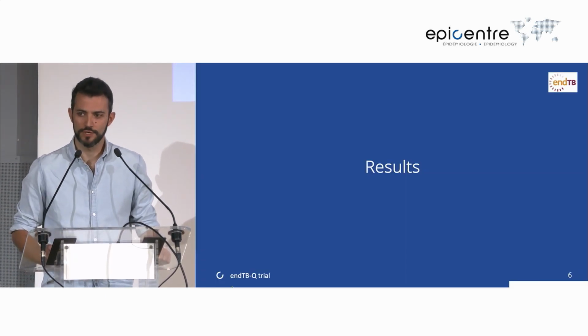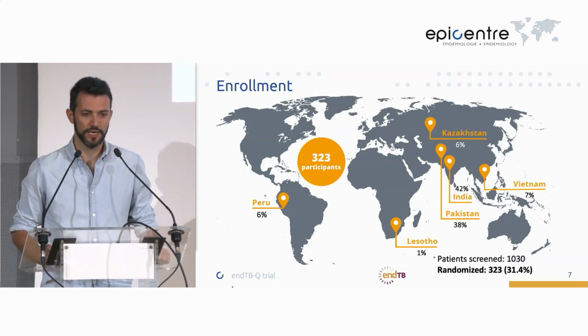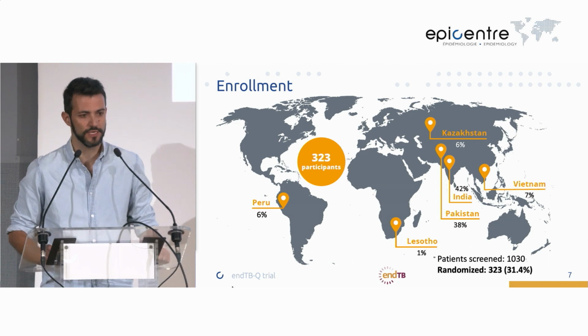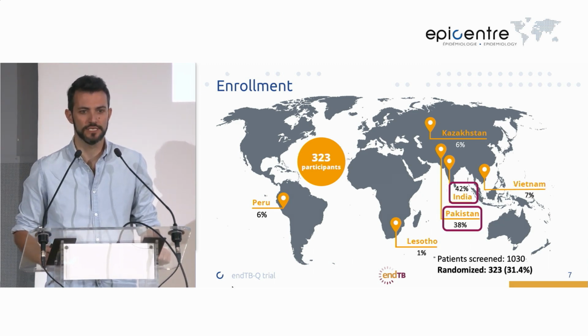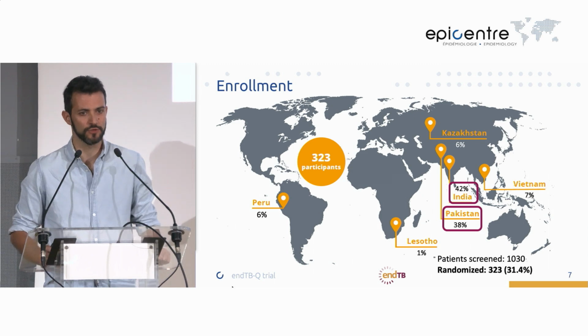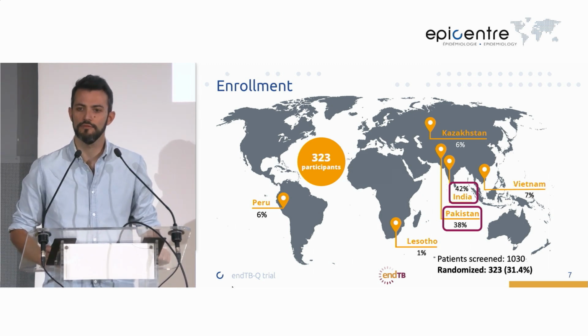So now coming to the results of the endTB-Q trial, we first of all achieved to enroll the targeted sample size of 323 participants across 10 sites in 6 countries. And as you can see, 80% of participants were included in countries with very high prevalence of pre-XDR-TB, such as India and Pakistan.